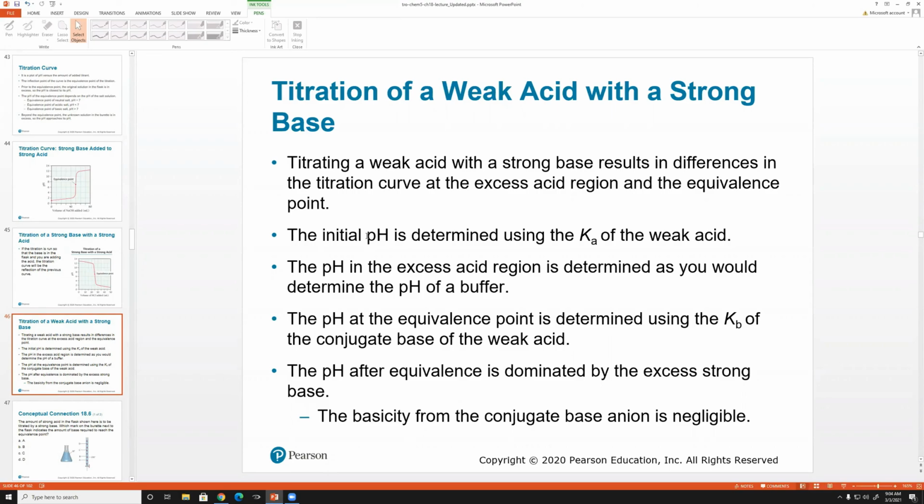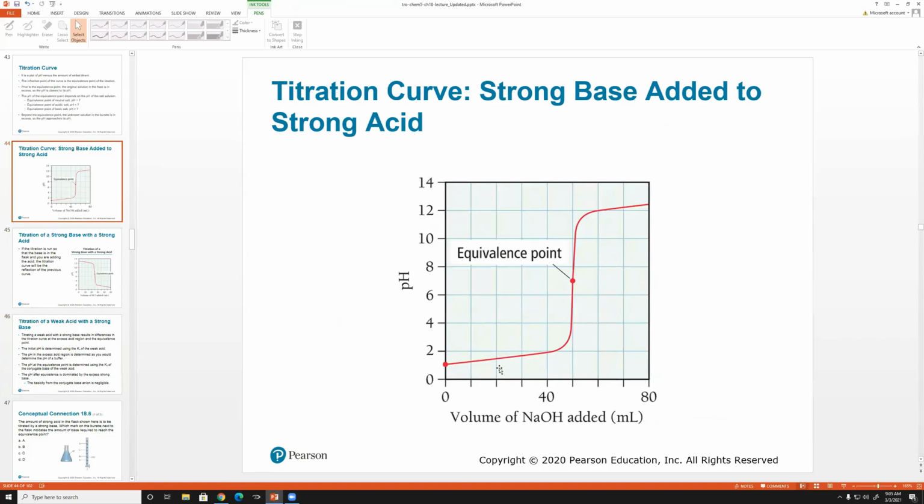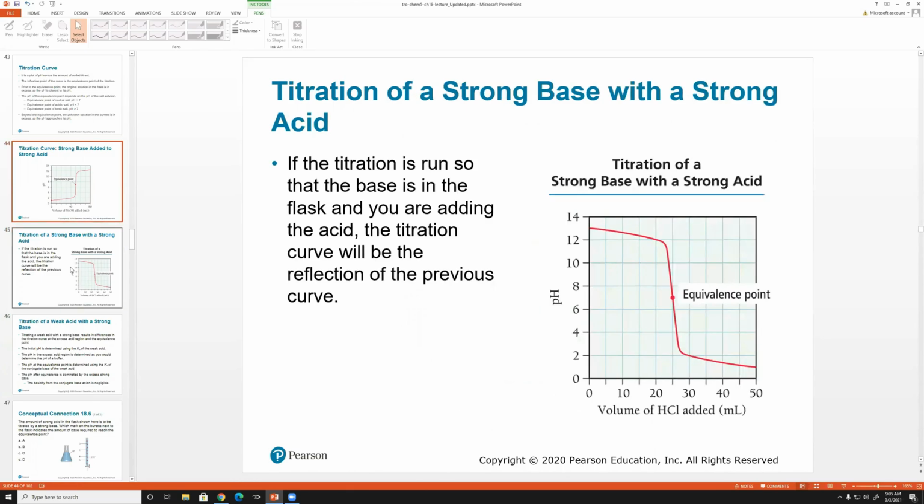The initial pH is obviously determined by just the weak acid. That's all you have. The pH in the excess acid region is determined by a buffer system, right? So in that case, you make your ice table of the acid, and then you're adding whatever base, and you're kind of just using the dissociation, and then you're adding the base to find the pH.